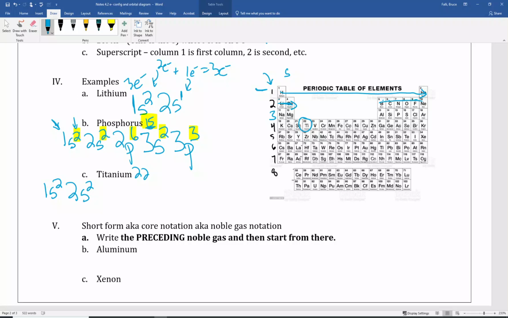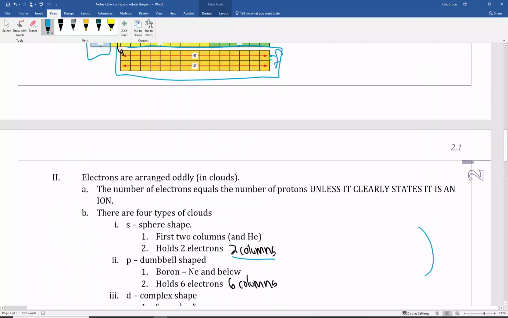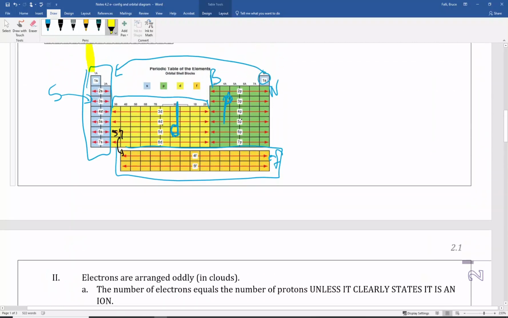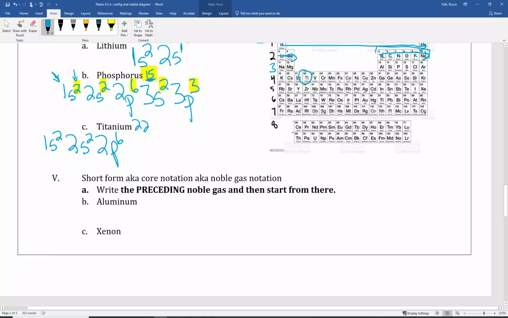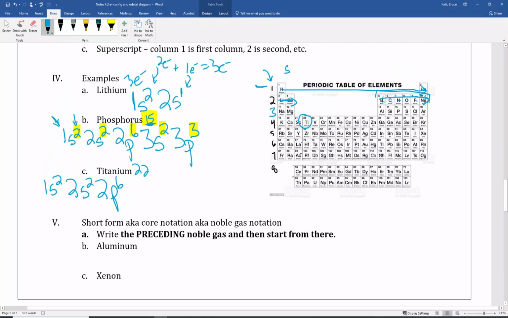Next block, 5 through 10. Second row, coefficient is 2. The block that I'm in is the P block. And there's 1, 2, 3, 4, 5, 6. Now, I was talking about these blocks. How did I get those blocks again? Remember up here, we've got S, we've got P, we've got D, we got F. Okay? And honestly, we're not going to do anything with the F, just between you, me, and the walls here. Okay. So we're at titanium, we're at 2p6.